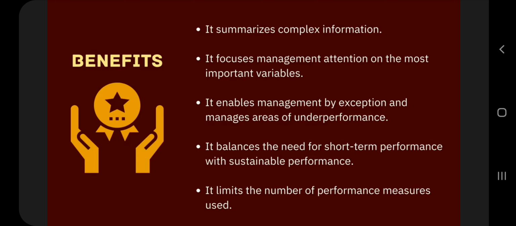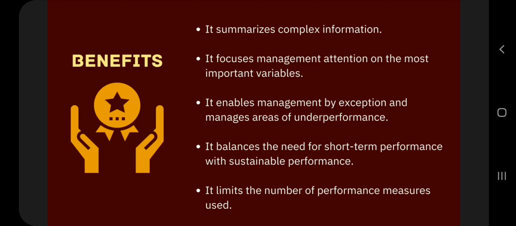The fourth one, it balances the need for short-term performance with sustainable performance. The scorecard can provide information about the firm as a whole when viewing company objectives. An organization may use the balanced scorecard model to implement strategy mapping to see where value is added within an organization. A company may also use a BSC to develop strategic initiatives and strategic objectives.